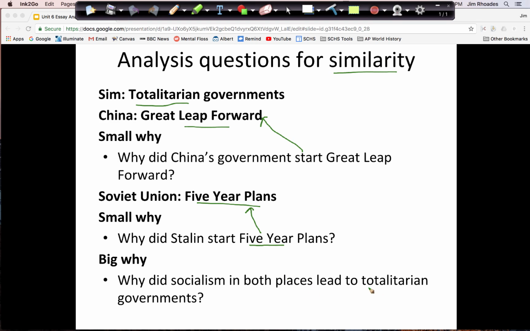And then big picture, I'm looking at why did socialism lead to totalitarian governments in both places? Why does the government need so much control in this type of system? Hopefully that's going to be a big picture idea in which I will be talking about both China and the Soviet Union. When you're doing a comparison, big Y, you need to make sure at the end of the paragraph you're talking about both of them. Now let's look at the difference.